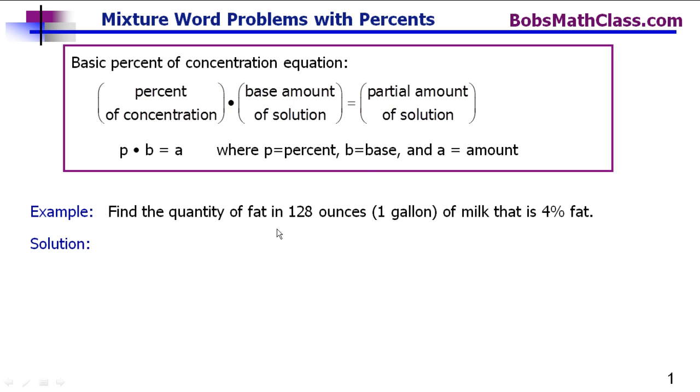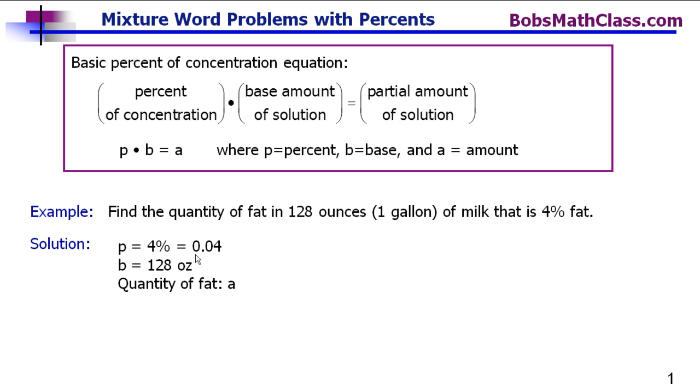Find the quantity of fat in 128 ounces of milk that's 4% fat. And I know this isn't a mixture problem right now, but we're building up to our equation of a mixture problem. So just be patient. Okay, so write down our information. Percent is 4%.